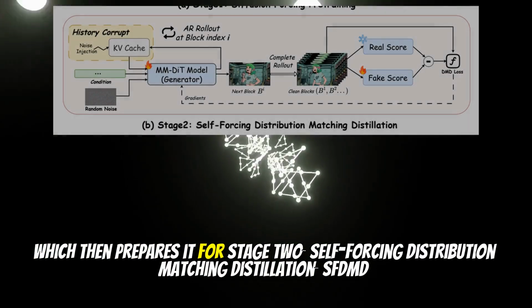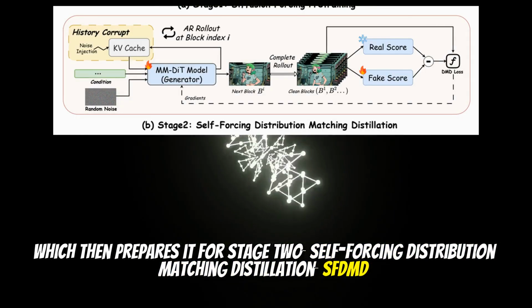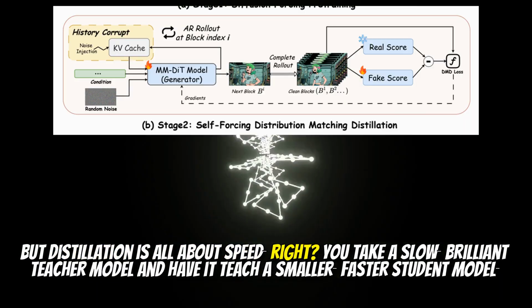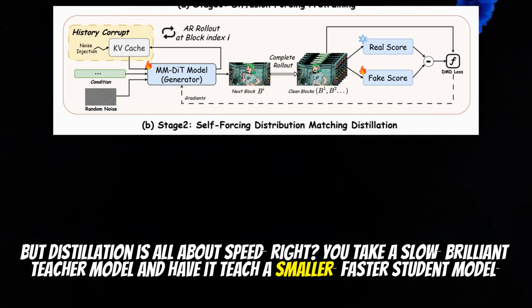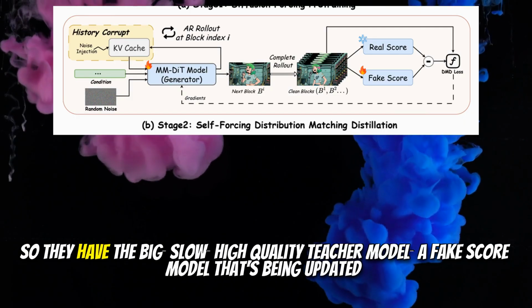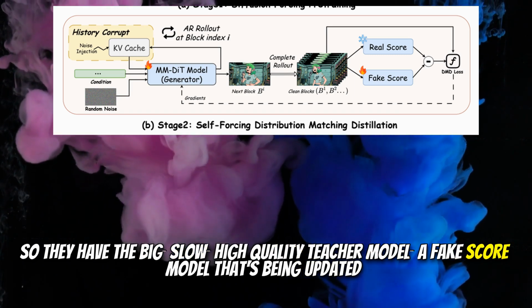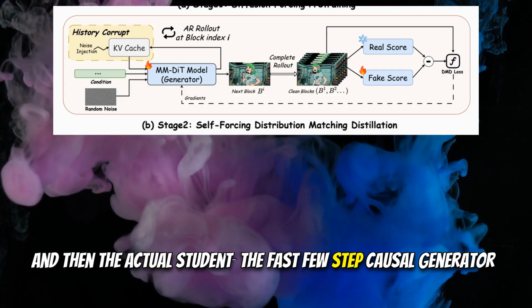Which then prepares it for stage 2, self-forcing distribution matching distillation, SFDMD. Bit of a mouthful. Just a bit. Yeah. But distillation is all about speed, right? You take a slow, brilliant teacher model and have it teach a smaller, faster student model how to get the same results. That's the goal. So they have the big, slow, high-quality teacher model, a fake score model that's being updated, and then the actual student, the fast, few-step causal generator.